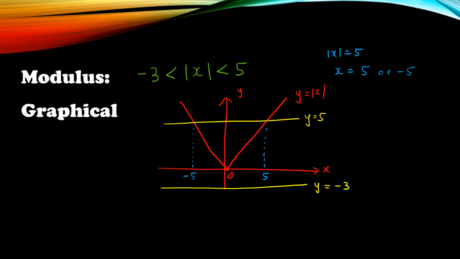So how do I interpret the inequality graphically? Essentially, what I want will be the portion of the red graph that is in between the two yellow lines. So it will be the region that I shade in green. You can see that the red graph is in between the two yellow lines when it's on the right side of negative 5 to the left side of 5. So my answer will just simply be x is in between negative 5 to 5.